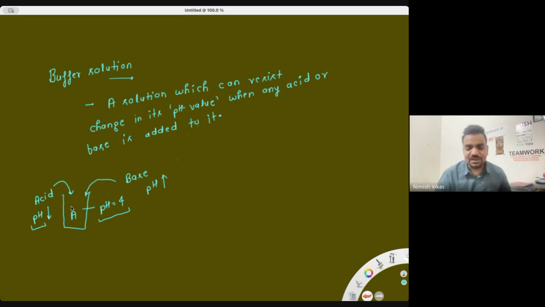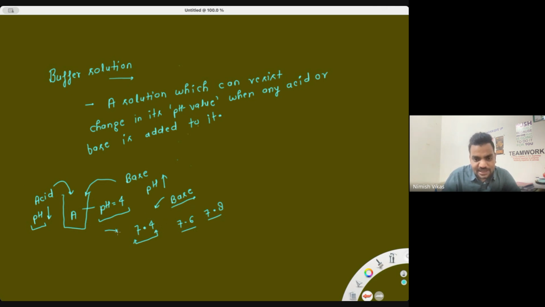So every buffer solution will have a pH range. Let's say there's a buffer whose pH is 7.4. When this solution tries to protect its pH, let's say we are adding base to it. Then pH will increase, so you may see a marginal change from 7.4, it may go up to 7.6, 7.8, when some amount of base is added to it.